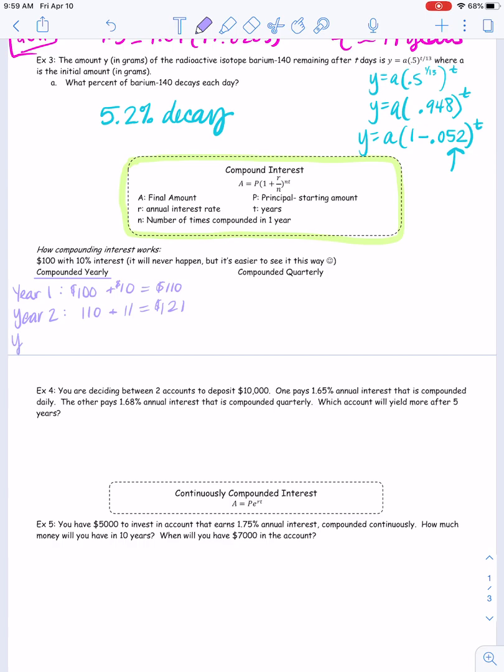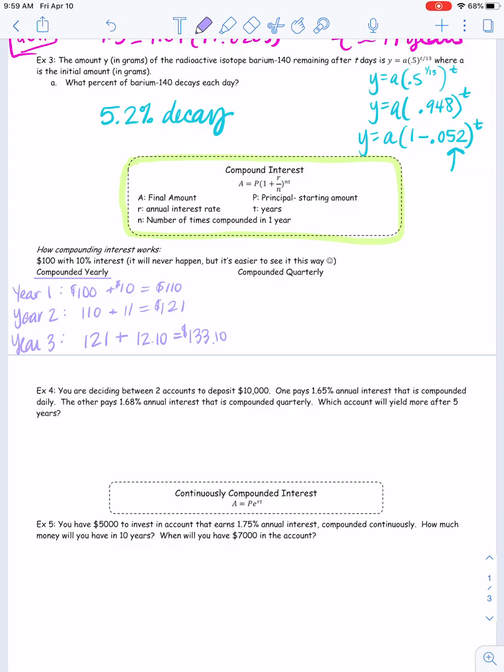So year three, what are we starting with? We're starting with our $121 plus what is 10% of that? That's $12.10, giving us a grand total of $133.10. That's what it would look like if you were compounding yearly.